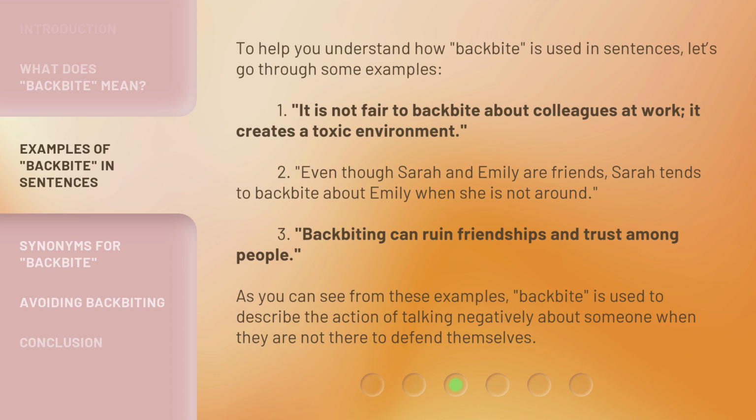To help you understand how backbite is used in sentences, let's go through some examples. 1. It is not fair to backbite about colleagues at work. It creates a toxic environment. 2. Even though Sarah and Emily are friends, Sarah tends to backbite about Emily when she is not around. 3. Backbiting can ruin friendships and trust among people. As you can see from these examples, backbite is used to describe the action of talking negatively about someone when they are not there to defend themselves.